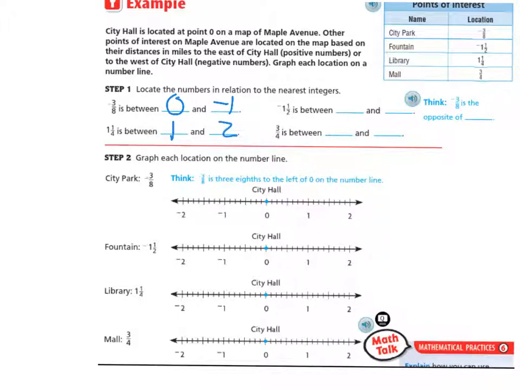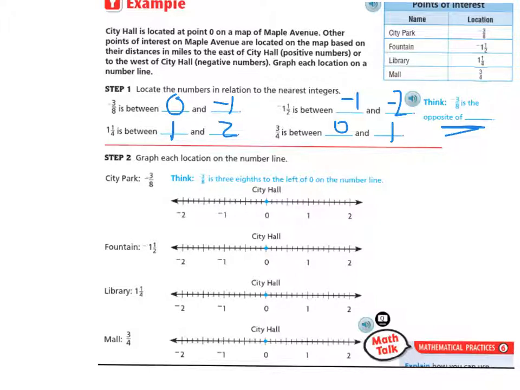Negative 1.5 is between negative 1 and negative 2. And then 3/4 is between 0 and positive 1. And over here, remember, it tells you can think of the opposite, if that helps you. Okay, now I'm going to graph each location on the number line.